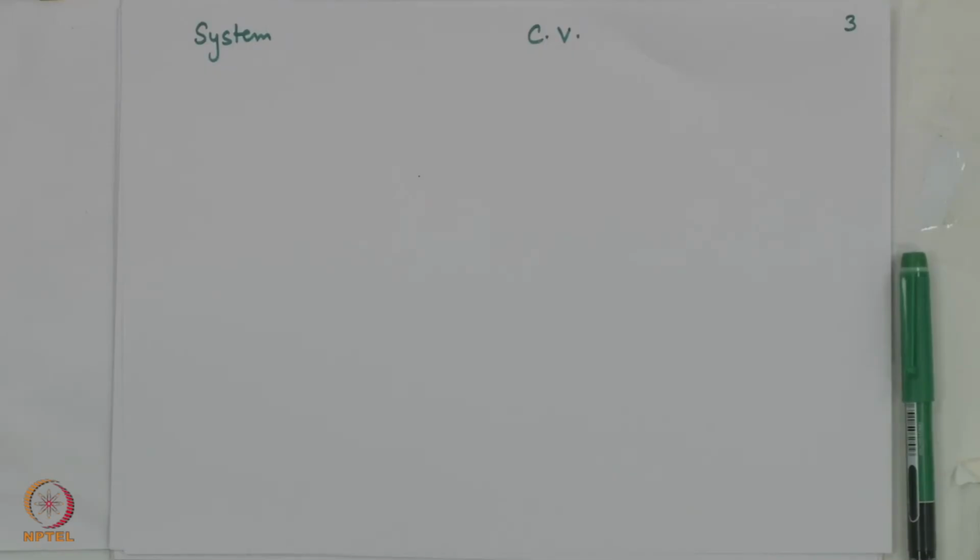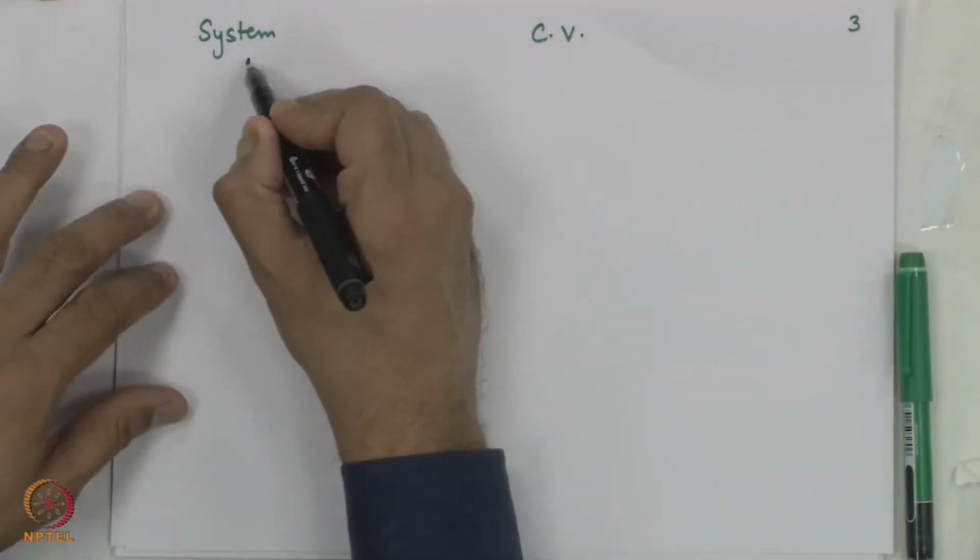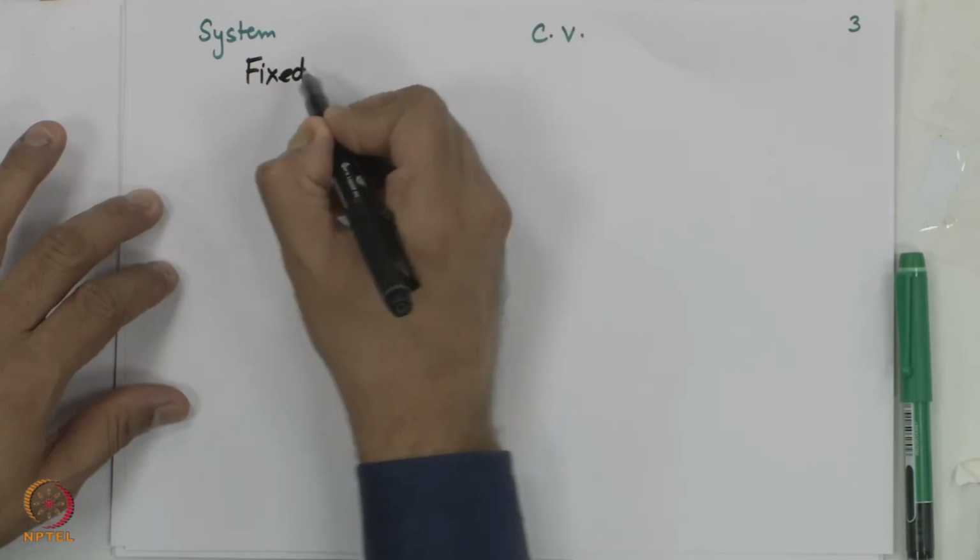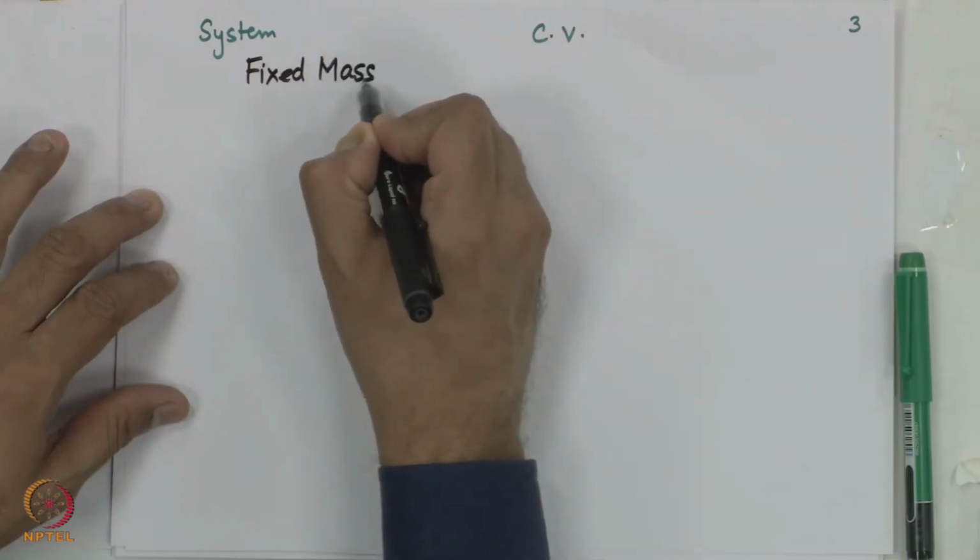System, you saw piston cylinder arrangement, 1 kg of air in a piston cylinder arrangement. That was a system. Closed system, open system, isolated system. Closed system is where mass is fixed. And for us in fluid mechanics and heat transfer, system refers always and almost always to a fixed mass entity.